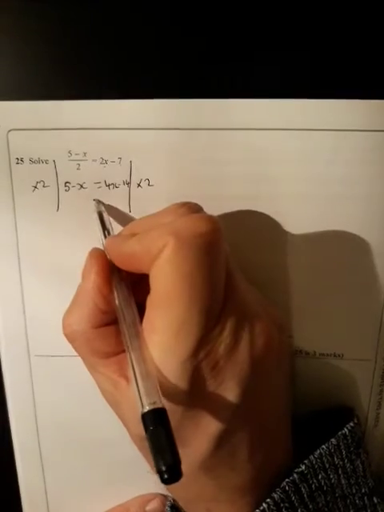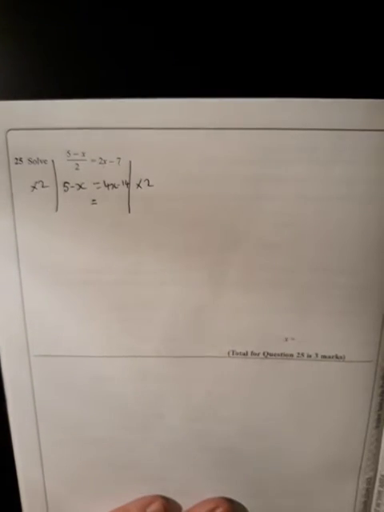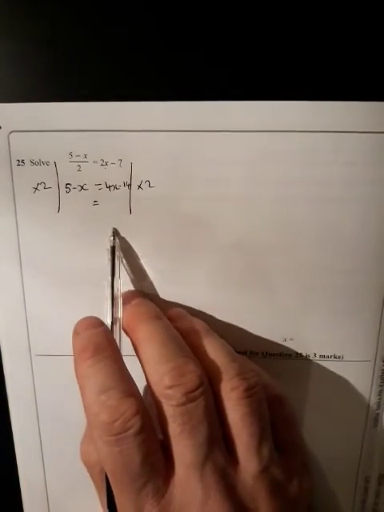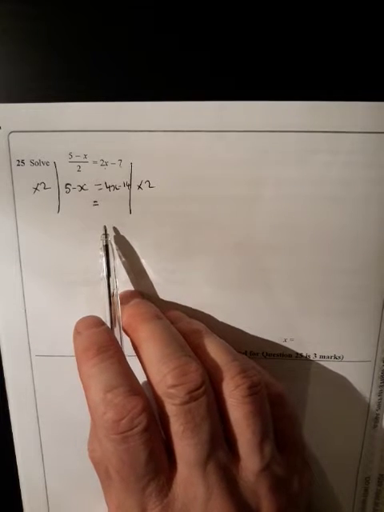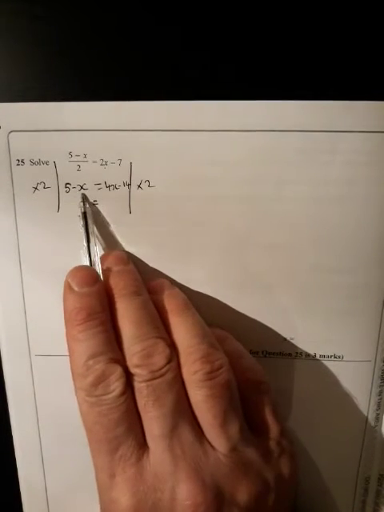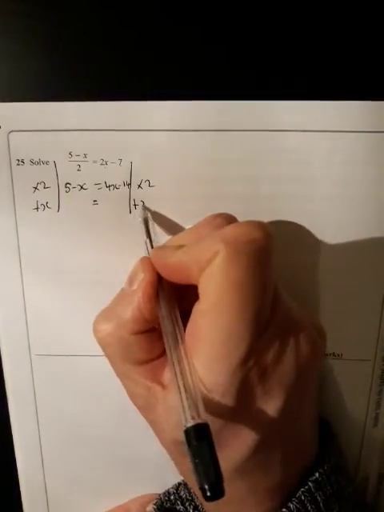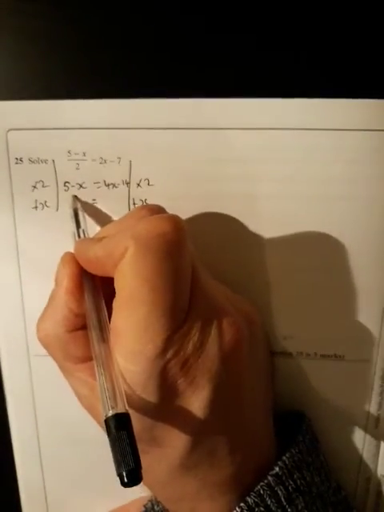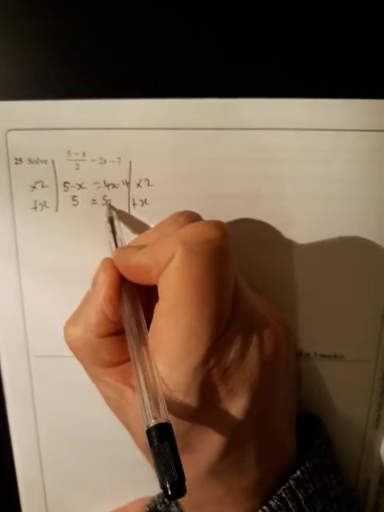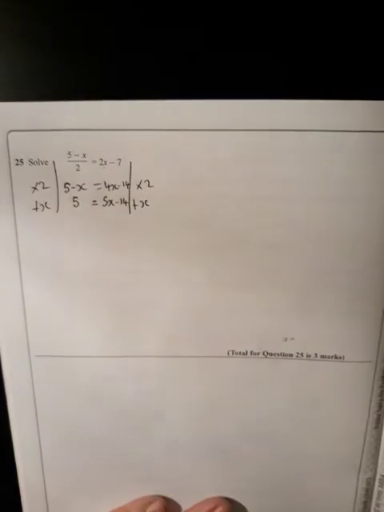Now, it's the same as any question that we've done before, with x's on both sides. We get rid of the lowest amount of x, or the smallest amount of x, which in this case is minus x. So we're going to add x to both sides to get rid of that. That will give us a 5 here, and it will give us a 5x minus 14.